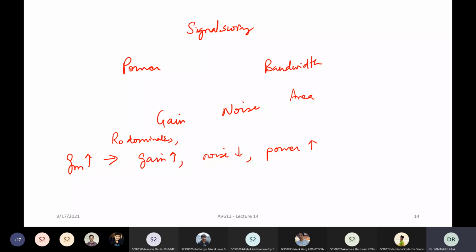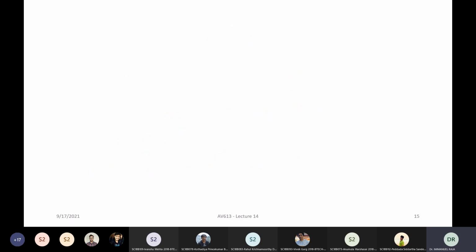Now, let us move to another type of common source. The topology is the same, but you change the load to a diode connected load. Now, all of us know what is diode connection. You take a transistor, connect its drain and gate together, right? So now you can have two variants.